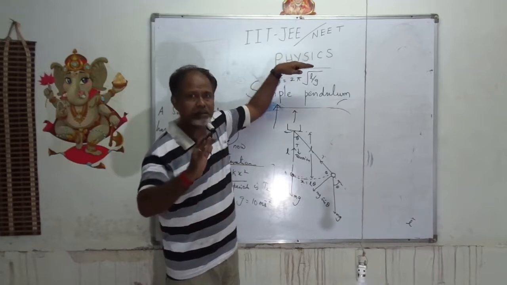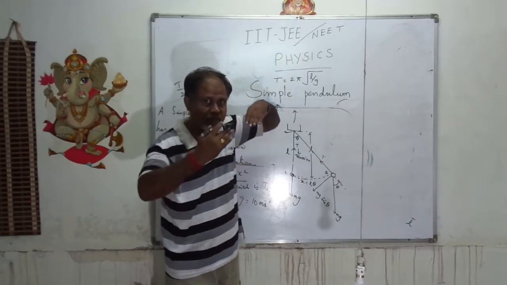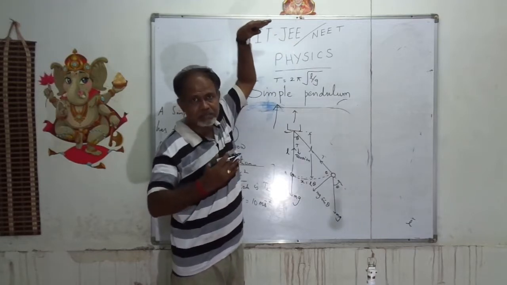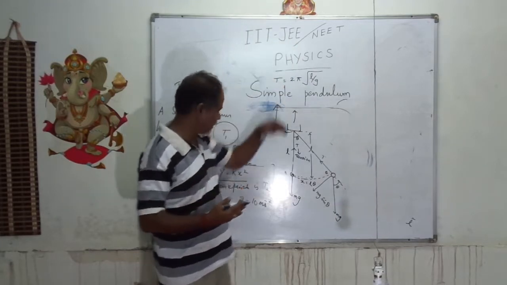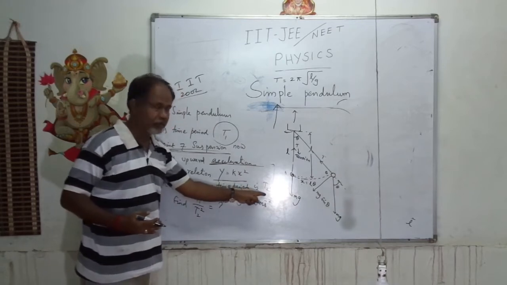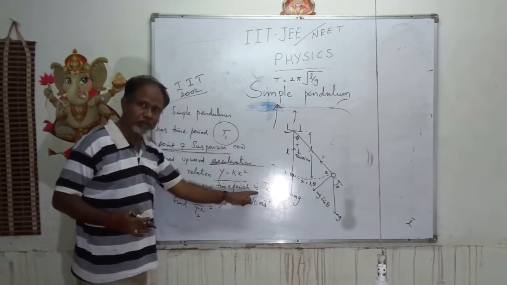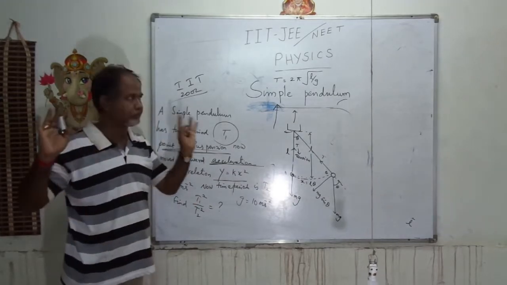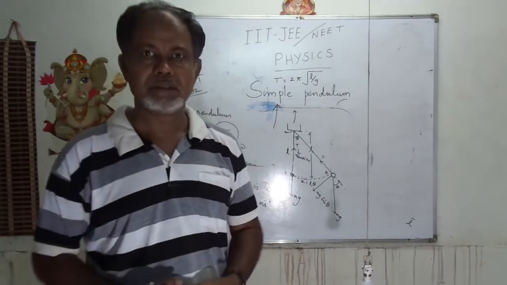Now there is a change in time period. Since acceleration due to gravity changes when you move in the upward direction, the time period changes. That time period is T2. You know T1 and T2. What they asked is to find the value of T1 square by T2 square.